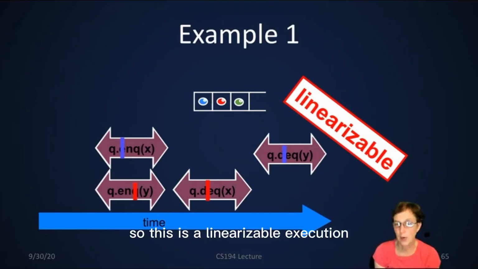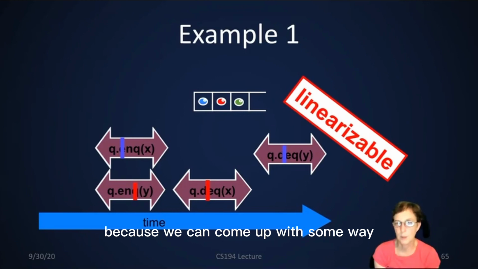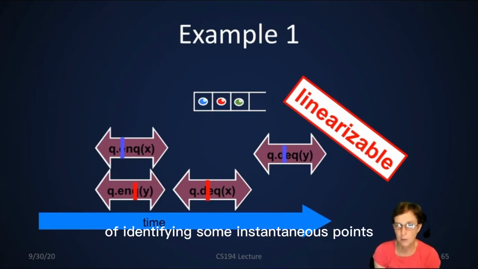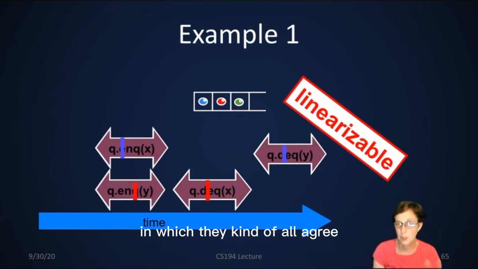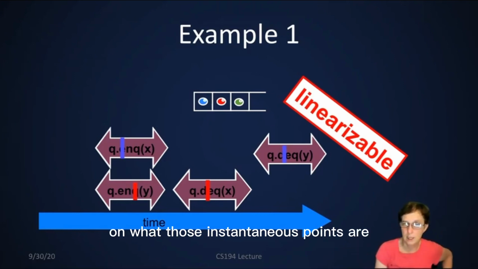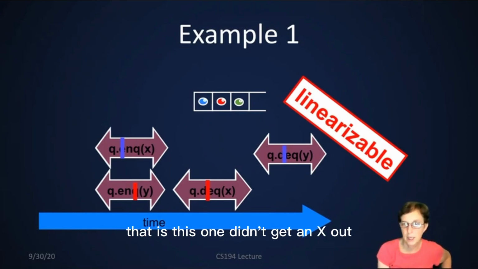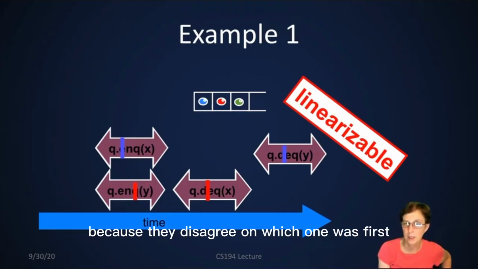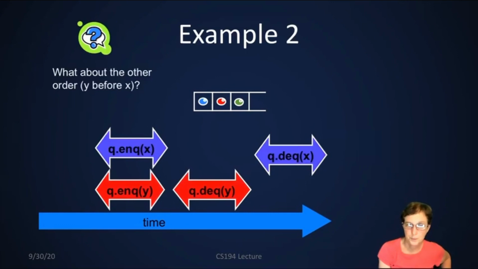So this is a linearizable execution because we can come up with some way of identifying some instantaneous points in which they all agree on what those instantaneous points are. That is, this one didn't get an X out and this one also got an X out, because they disagree on which one was first. They have to all agree on that.